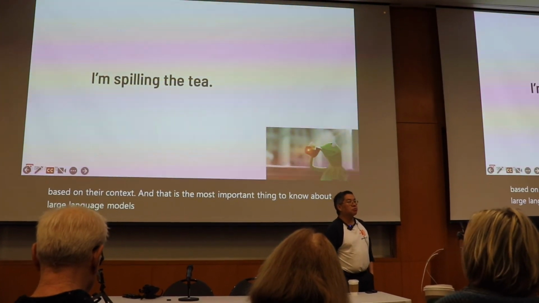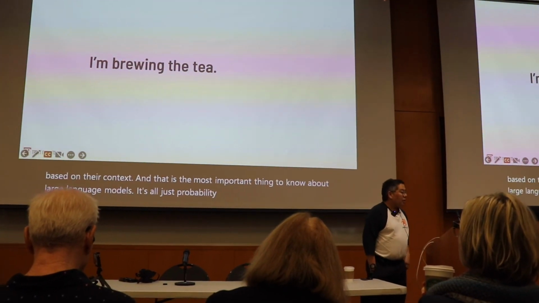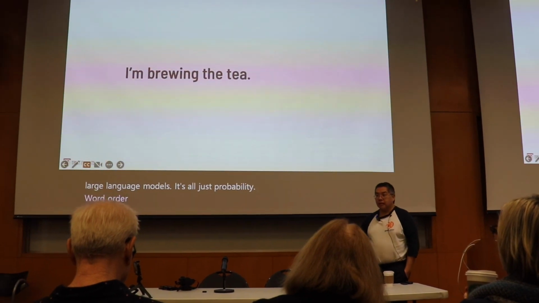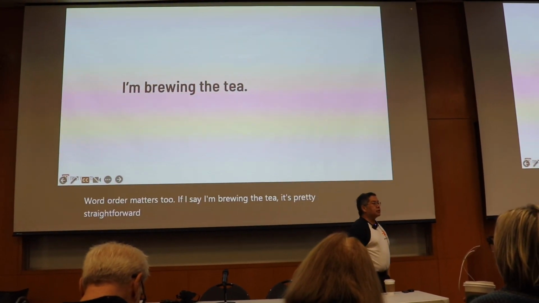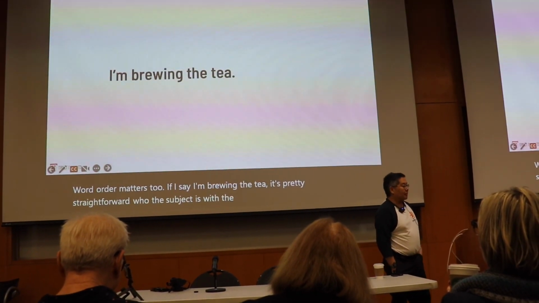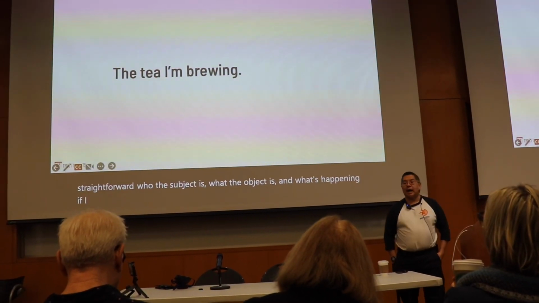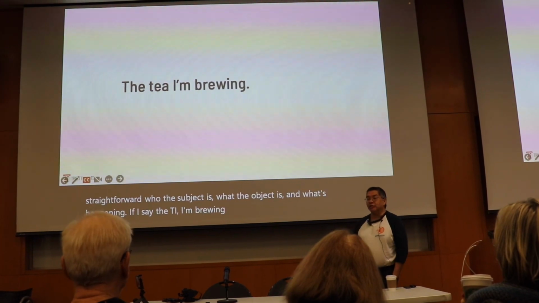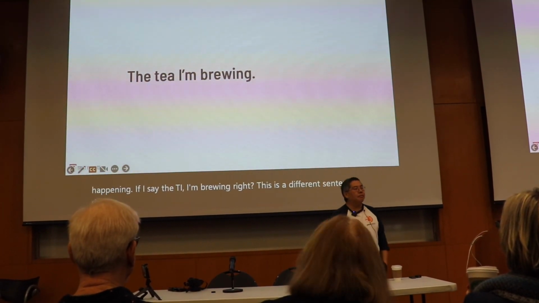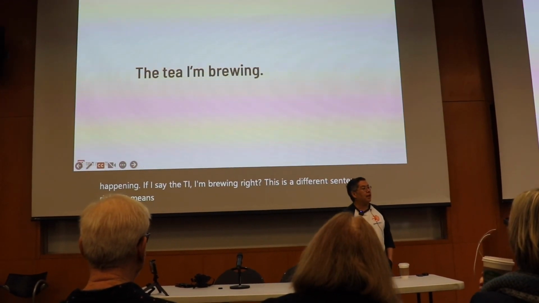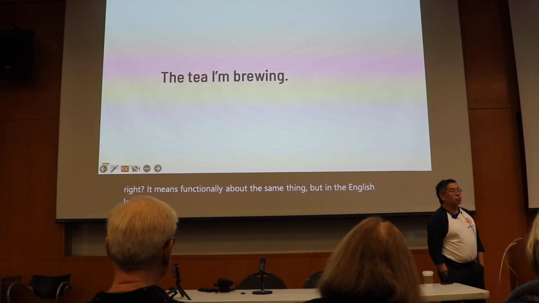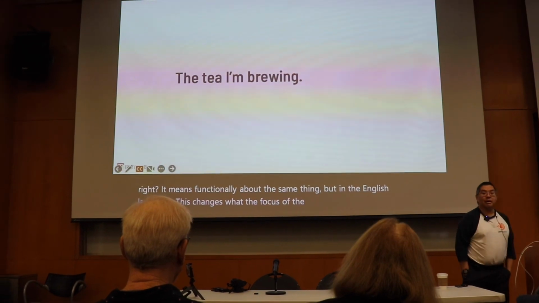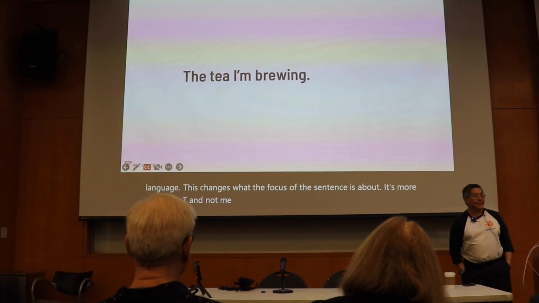It's all just probability. Word order matters too. If I say I'm brewing the tea, it's pretty straightforward who the subject is, what the object is, and what's happening. If I say the tea I'm brewing, right, this is a different sentence. It means functionally about the same thing, but in the English language, this changes what the focus of the sentence is about. It's more about the tea and not me, the person, and what it is that I'm doing.